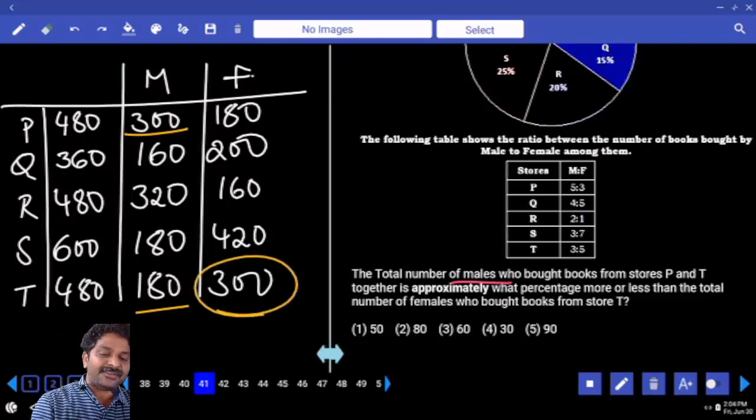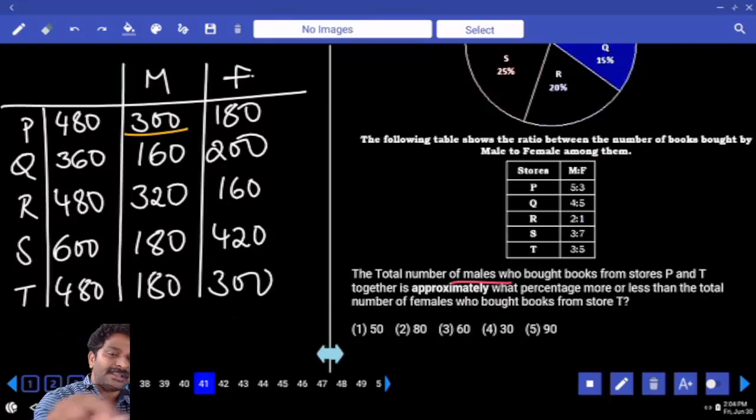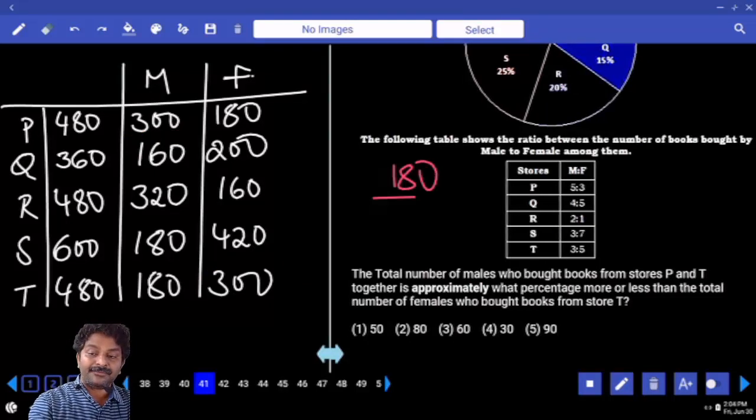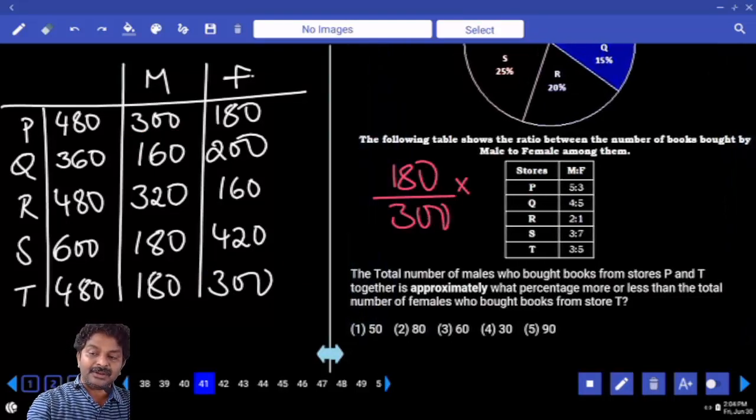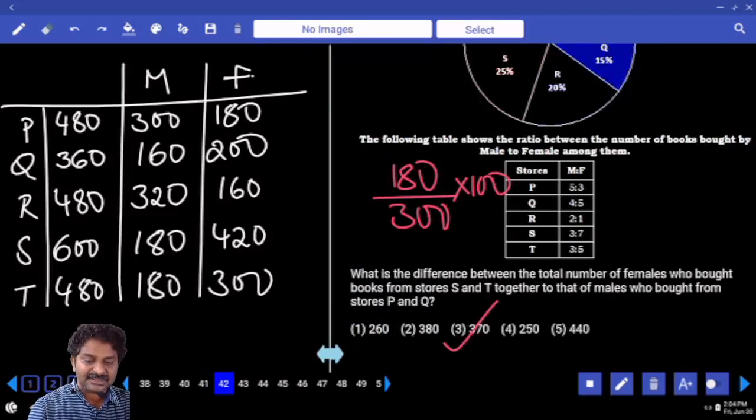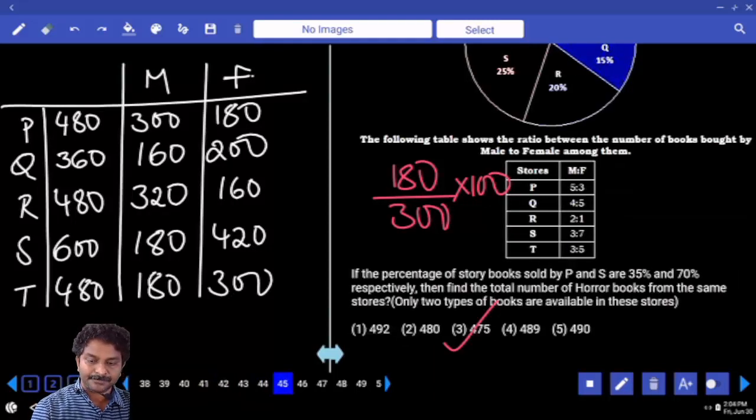How much is T female? So 480 is definitely more. How much more? 180 from 300 into 100, answer 60. Questions are easy to answer. Can you solve or you want me to explain? Sure.